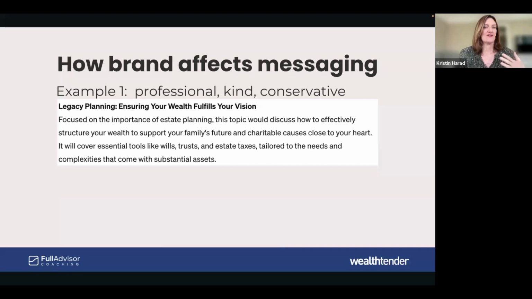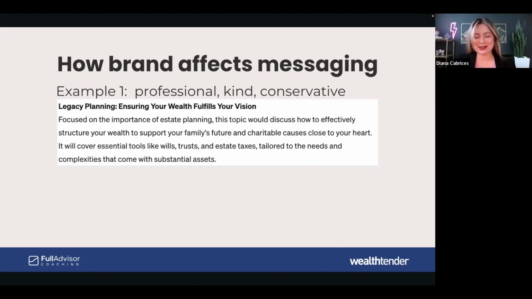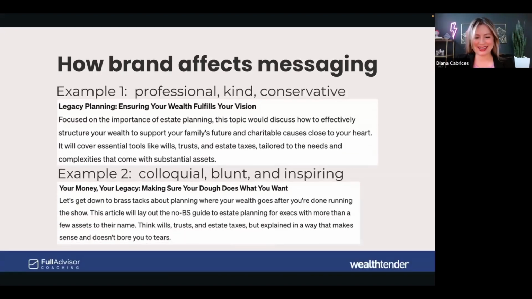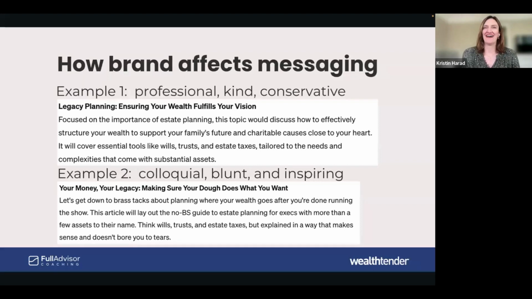It would discuss how to effectively structure your wealth to support the family's future and charitable causes. It covers essential tools tailored to the needs and complexities that come with substantial assets. Okay, yes, very professional, conservative, straightforward. Let's look at the second example. This one, and I didn't edit this, is like: your money, your legacy, making sure your dough does what you want. All right, people have definitely done that.